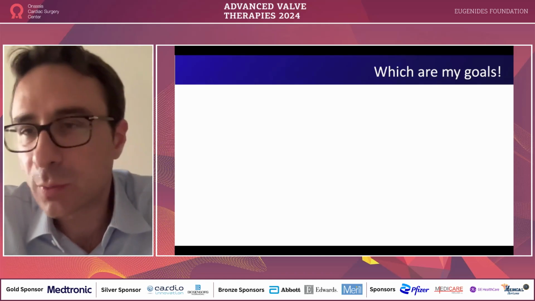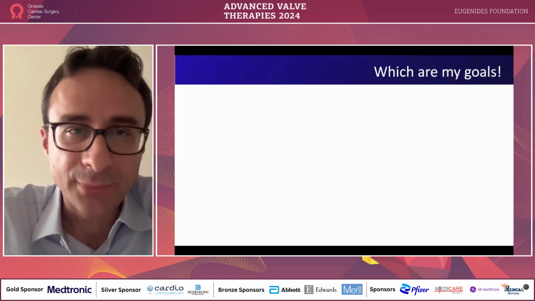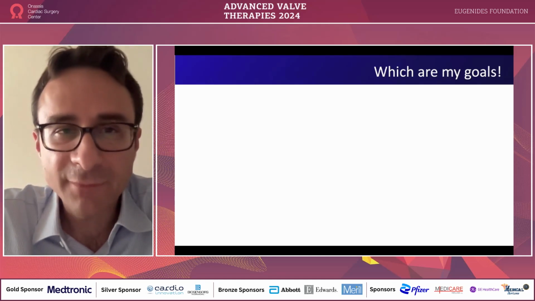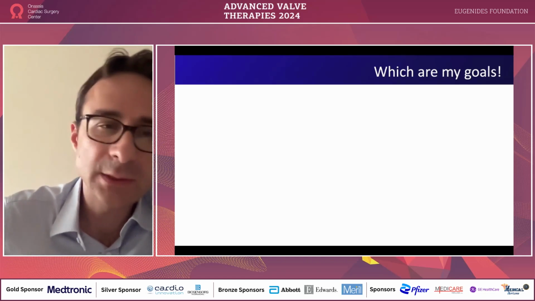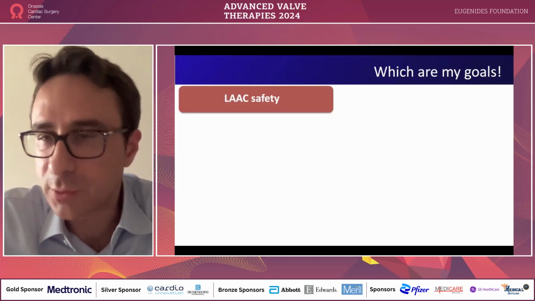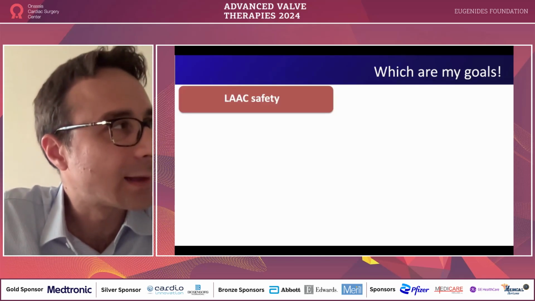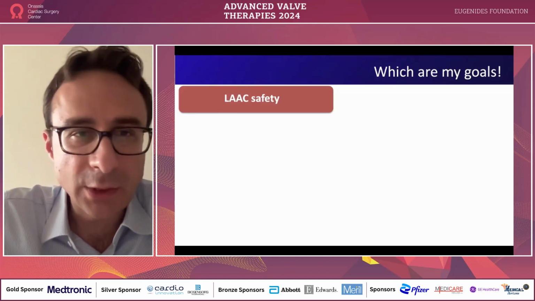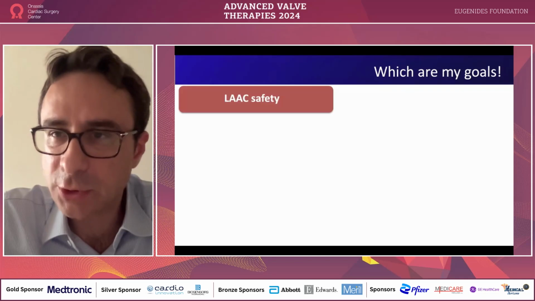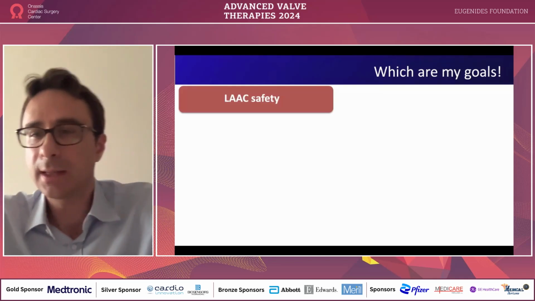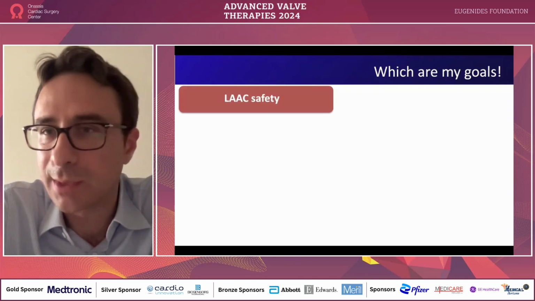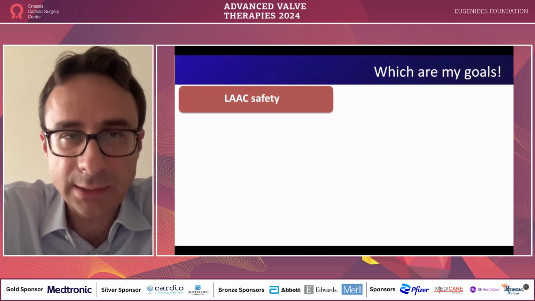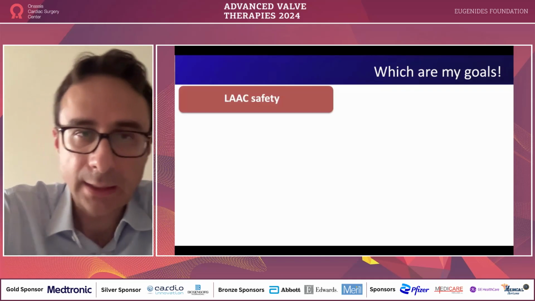So which are my goals when I have to perform a left appendage closure procedure? First of all, I want to have a safe procedure, and to be practical, I want to have a proper anchoring of the device, avoiding potential device migration or embolization. At the same time, I want to avoid any potential damage to the LAA structure and the surrounding structure resulting in pericardial effusion or pericardial tamponade.